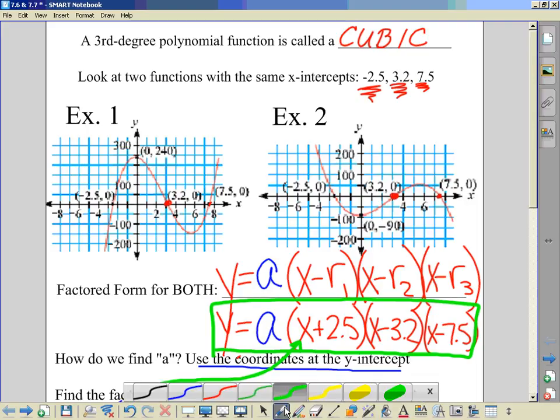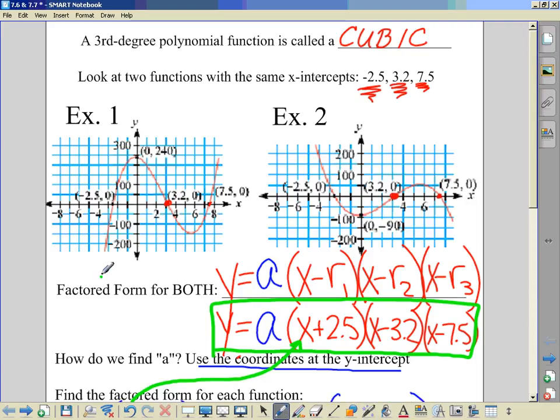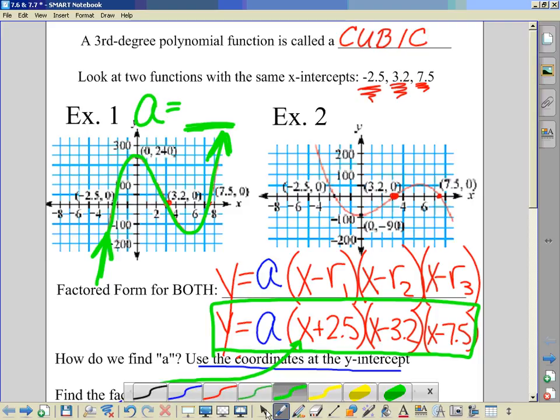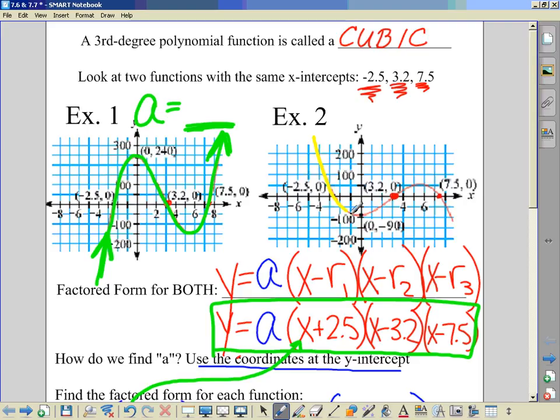If we look at the first graph, notice how it goes uphill, downhill, uphill. It starts uphill and ends uphill. Think about what a was for example 1, and think about if that has anything to do with the shape of the graph. In example 2, it goes downhill, uphill, downhill. Its end behavior is in a downward fashion at the beginning and at the end. Think about what a was for that problem, and think about if it has any significance to it, okay?